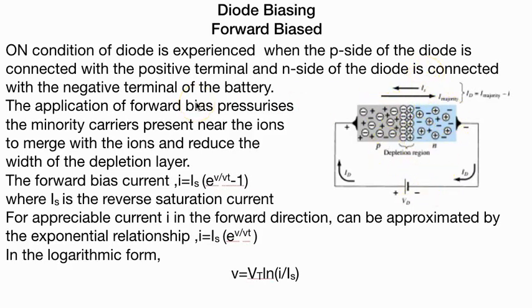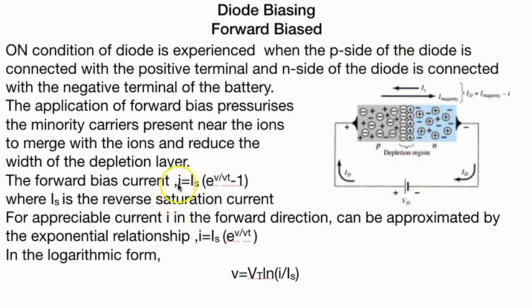Now moving on, in the forward direction we'll see that the diode is in the on condition when the p side of the diode is connected to the positive terminal and the n side of the diode is connected to the negative terminal. The application of the forward bias pressurizes the minority carriers present near the ions to merge with the ions and reduces the width of the depletion region. Both the plus and the minus ions merge to form a reduced depletion region.